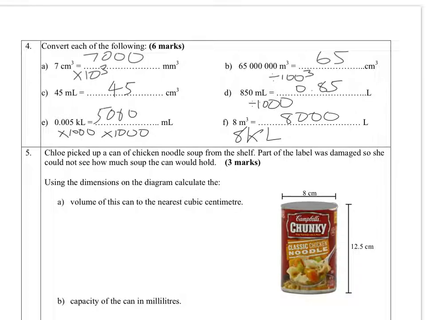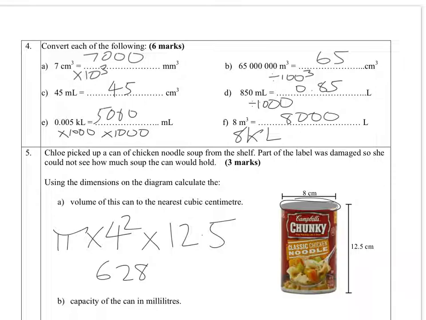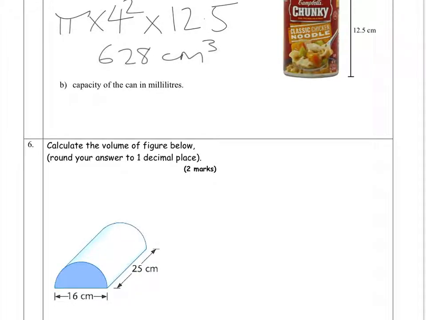Alright, we have a cylinder. Now the area of the circle is pi times r squared, so the radius has to be 4 squared, and we're going to times it by the height. So there's the volume. And we get 628.3. So when it says to the nearest cubic centimetre, that's to the nearest whole number, so 0.3 doesn't change anything. So now into millilitres, it's 1 to 1, so it's the same in millilitres.